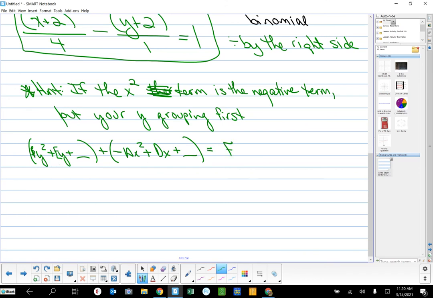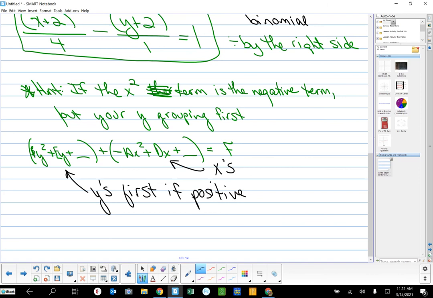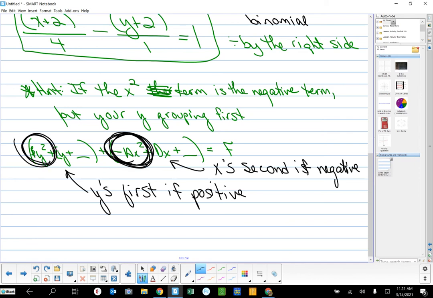So put your y's first if positive, and then put your x's second if negative. And I'm talking only about this a x squared term. That's the important one. So the b y squared would be positive, the a x squared would be negative. That way it's in exactly the same format. And then when you get your standard form, it's your y that's up here in the first place where you need it, and your x is over there. Okay? That might happen in varsity. It might not. I don't really know.